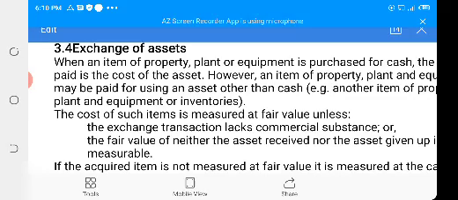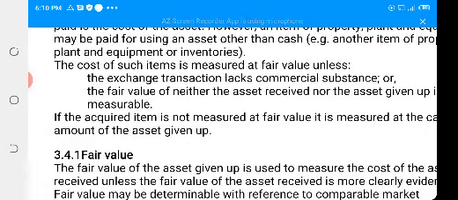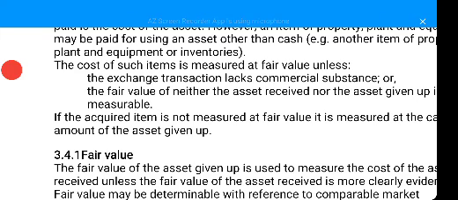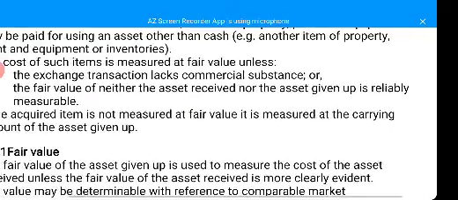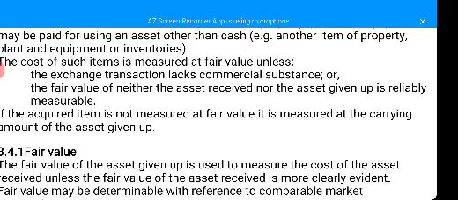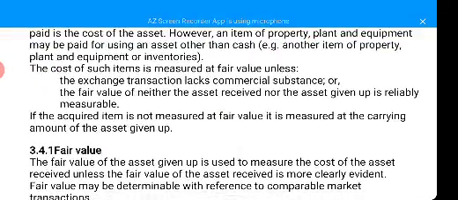The cost of such items is measured at fair value unless the exchange transaction lacks commercial substance. When the asset does not have commercial substance, that's the only time you can use another measurement basis. Also, if the fair value of neither the asset received nor the asset given up is reliably measurable, that is only when you cannot use the fair value measurement.